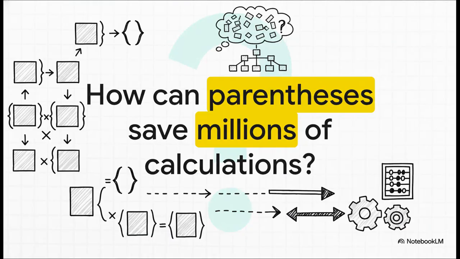I know, it sounds a little weird, right? I mean, we all learned in math class that when you're just multiplying, the order doesn't really matter. The final number is the same. So how on earth could just moving some parentheses around save you millions of steps?